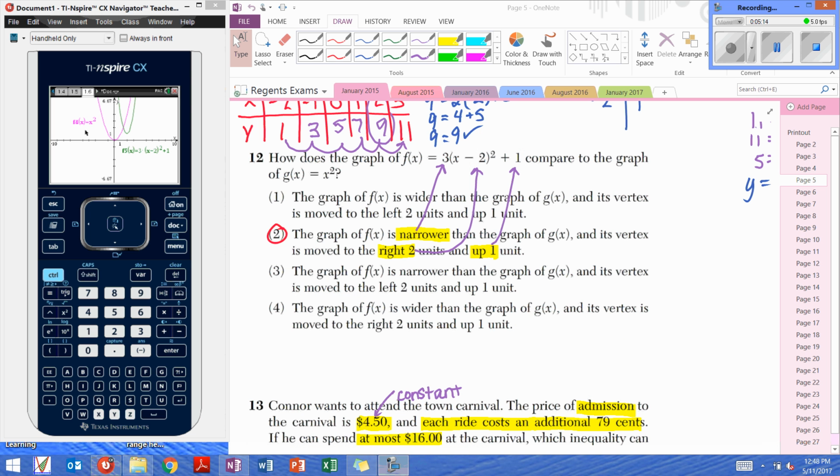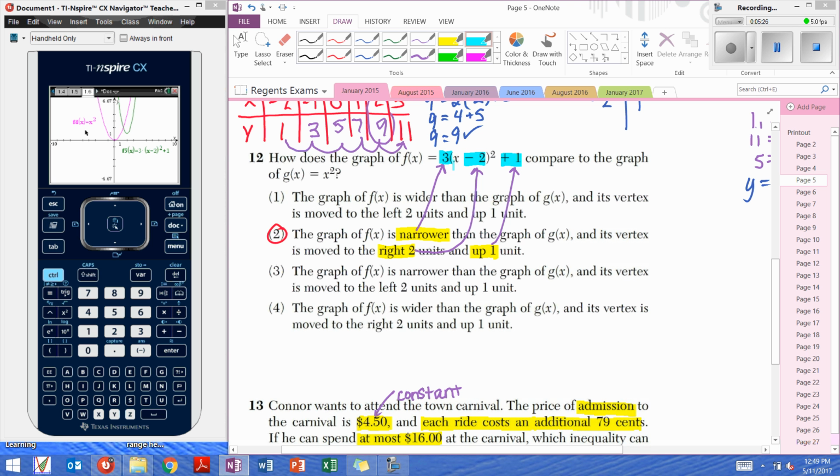Okay, with number 12, I'm hoping that you were able to see that this was a transformation of a function. We're paying attention to the 3, the -2, and the +1, noticing where they all exist. The number out in front will either make it narrower or wider. Because it's a whole number, it makes it skinnier. The -2 inside the function's parentheses means it moves to the right, and the +1 means move it up 1.